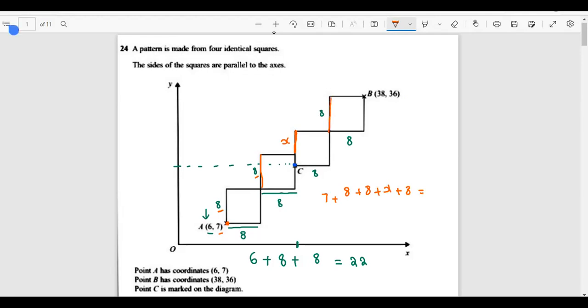36. Sorry, yes, it is equal to 36. You can take away 24, which is 12. And then take away 7, which is 5. So X equals 5. So then you can do 8 take away 5, and this is 3.